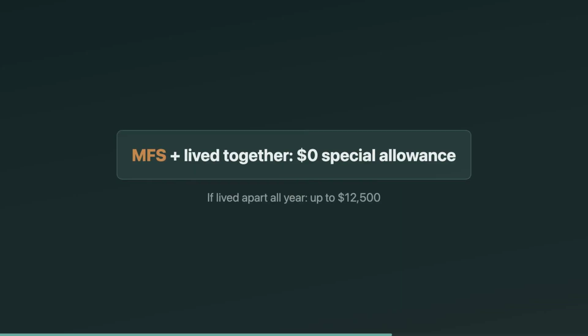Married filing separately is where the exam tries to trick you. If you file MFS and lived apart from your spouse all year, you can get up to $12,500 of the allowance, but only if MAGI is $50,000 or less, with a phase-out above that. If you lived with your spouse at any time during the year and file MFS, the special allowance is zero. That's a hard stop.